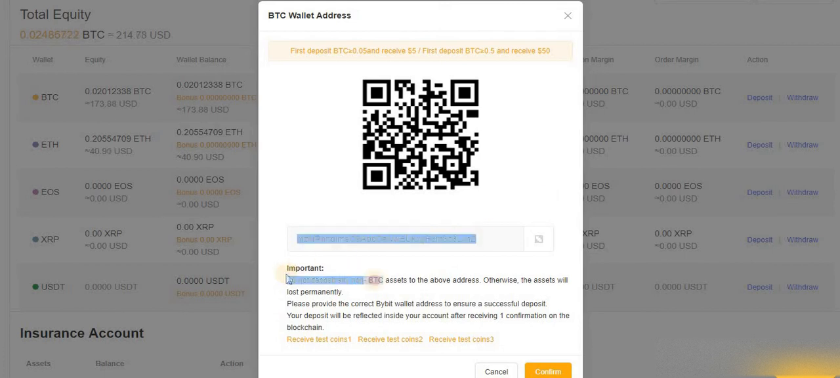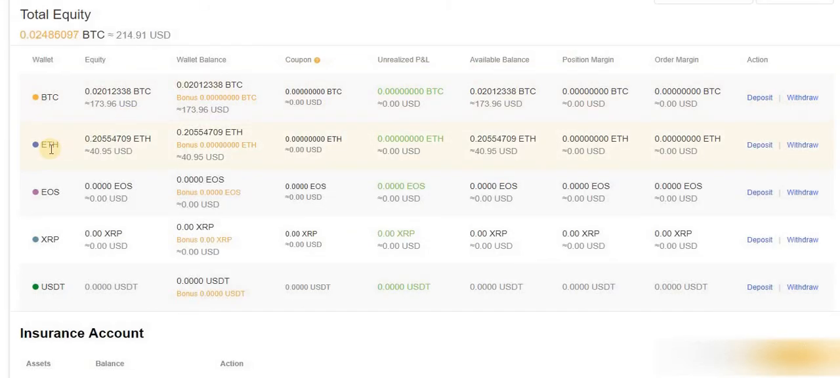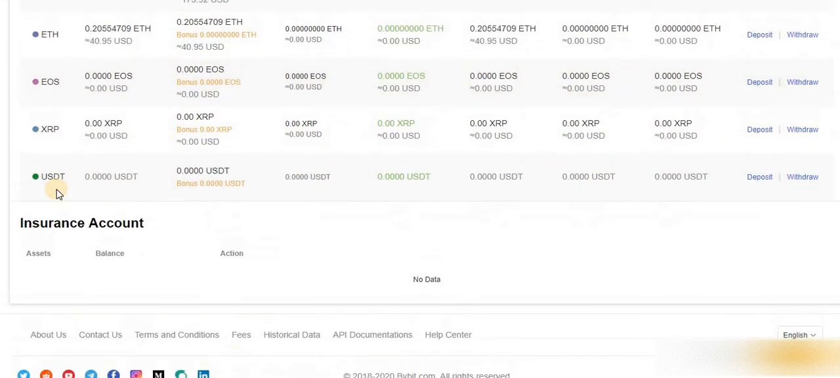And please note that you should not deposit any non-BTC assets to the above address. So what I mean is, if you copy a BTC address, please do not send Ethereum to a BTC address. Do not send XRP to a Bitcoin address. That's exactly what they are saying. If you copy a Bitcoin address, please send only Bitcoin to that address. If not, there could be permanent loss of your funds. So if you want to send Ethereum, it's the same thing. If you want to send EOS, it's the same thing. XRP is the same approach.